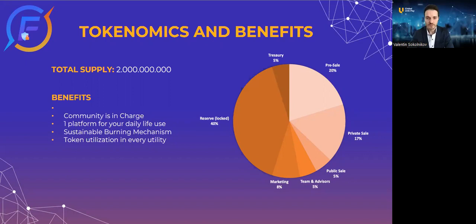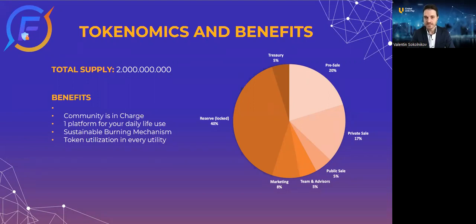But at the same time, let me tell you that the tokens in circulation will be way fewer. You can see on the pie chart how many different tokens will be accumulated in which sector. So we had a first pre-sale, where 20% of tokens were allocated; private sales, it's 17%; public sale, it's 5%.